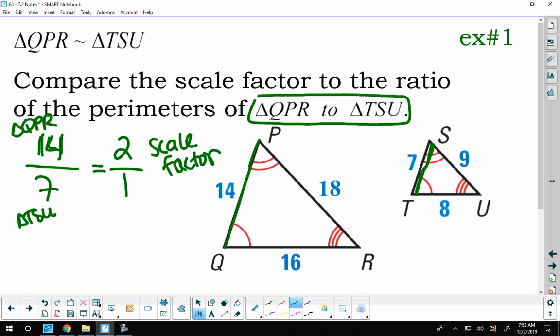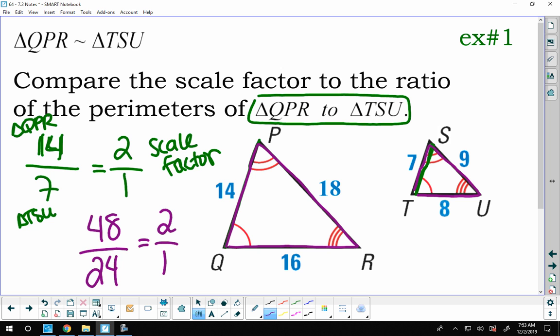And now let's compare the ratio of the perimeters. So again, we want to start with the perimeter of QPR in the top. So we want to do 14 plus 18 plus 16, and we get 48 over the perimeter of triangle TSU. So 7 plus 9 is 16. 16 plus 8 is 24. So 48 to 24. Can we reduce that? Yes, 48 divided by 24 is 2, so 2 over 1.